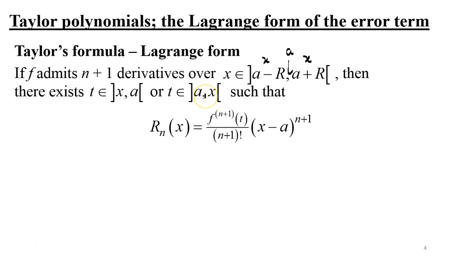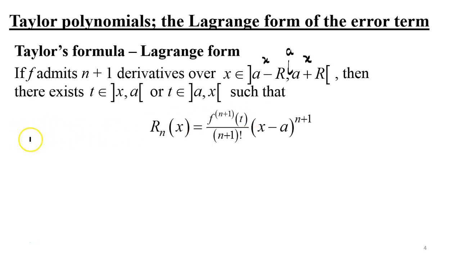Now, we're going to justify this form of the error term a little. However, we're not going to give the true mathematical proof of the Lagrange form, but we will be justifying it mathematically, more or less.